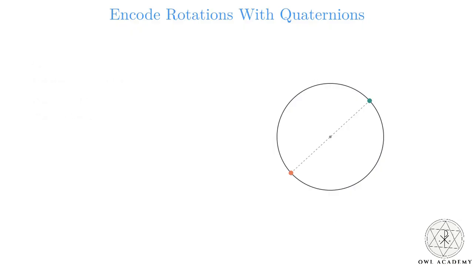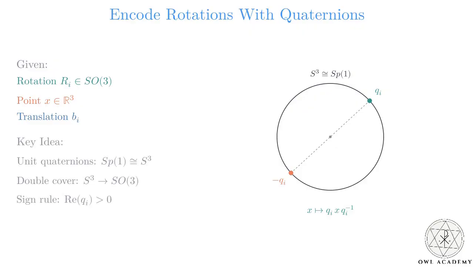Rotation matrices work, but they have 9 entries tied together by 6 constraints. Quaternions do the same job with just 4 numbers on a sphere. The catch: every rotation has 2 quaternion representatives, Q and minus Q. Without a rule, the encoding is ambiguous. Goals: rewrite the transition with quaternions, then fix the sign so the representative is unique.